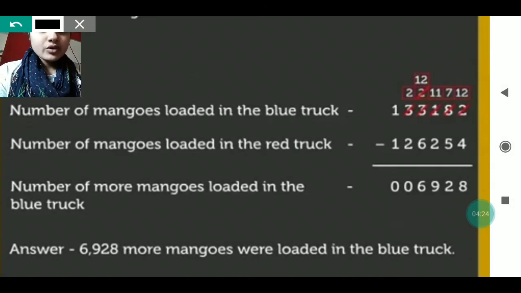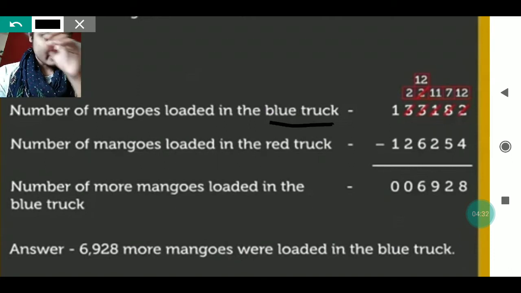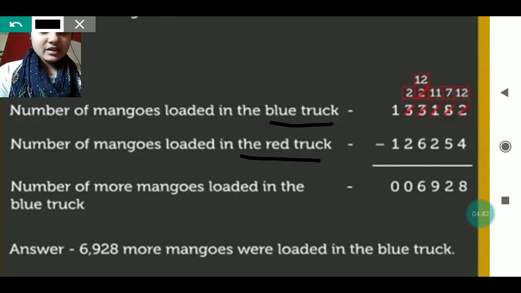First of all, the statement will be written like this: number of mangoes loaded in the blue truck, because the blue truck has a bigger number than the red truck. So the bigger one will be written first, then you will write number of mangoes loaded in the red truck. After that you will write the numbers. Arrange it in a proper order. After that you will subtract.